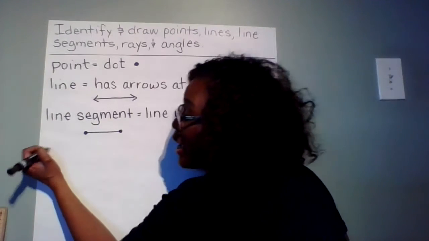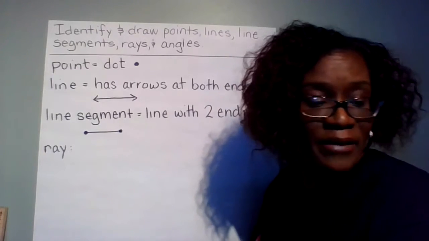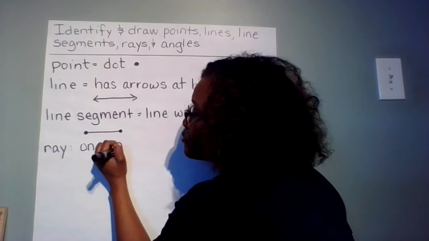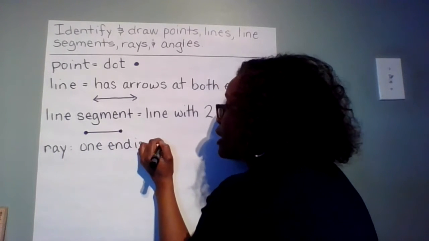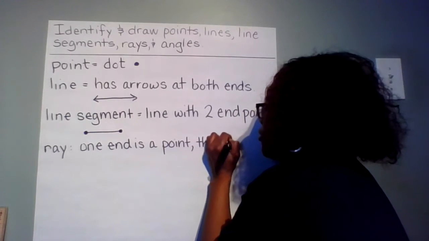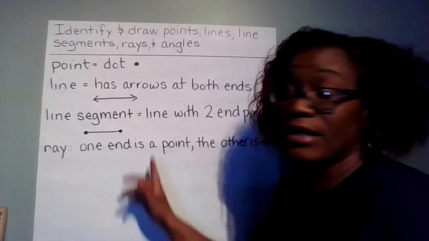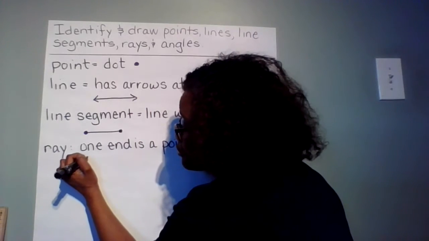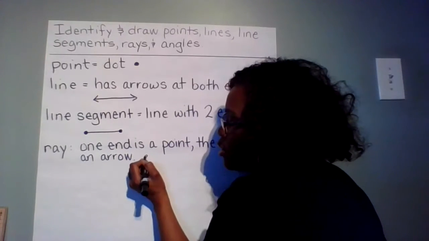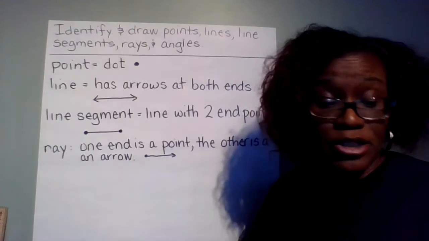Next, we're going to go to a ray, like a ray of sunshine. And so a ray has one end that is a point, the other is an arrow. So your ray would be a point with the arrow going in one direction.